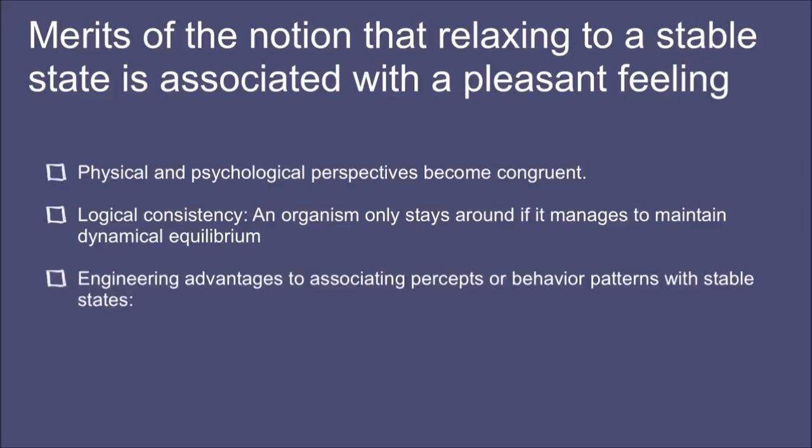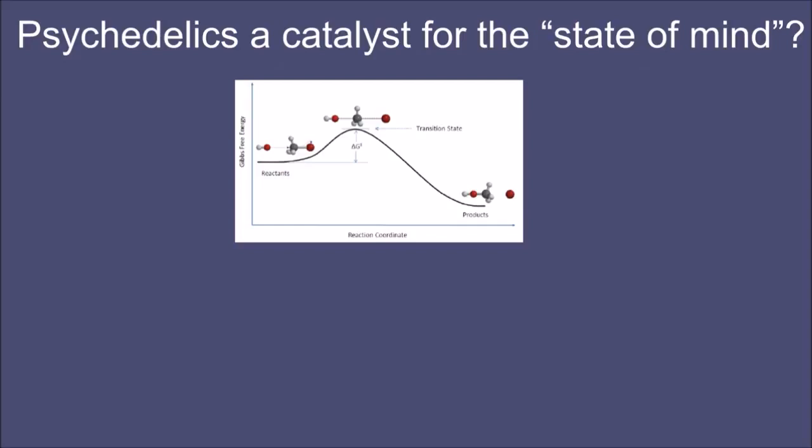And there are also engineering advantages to mapping patterns, or let's say positive learning results, to stable states. We already saw that you can take advantage of quantum tunneling. And also, if you use stable states in a deliberate way, you find that this helps you stabilize percepts and behavior patterns in the presence of noisy sensor readings.